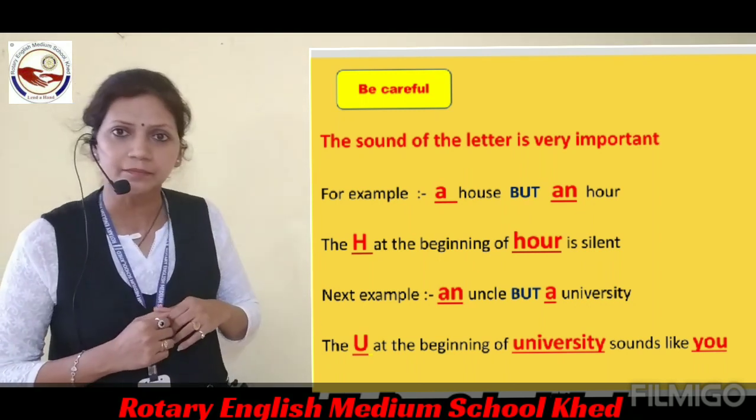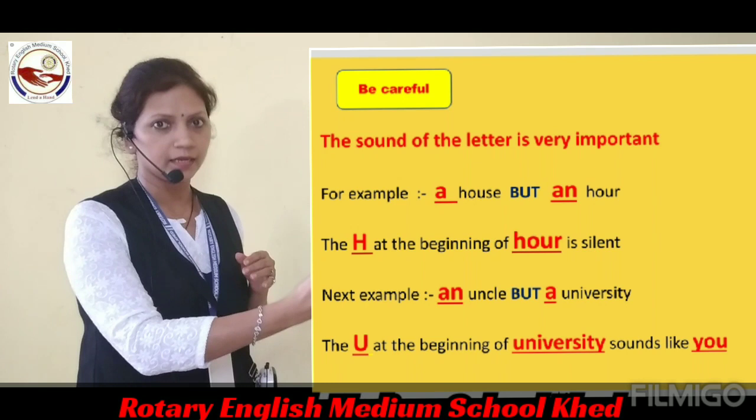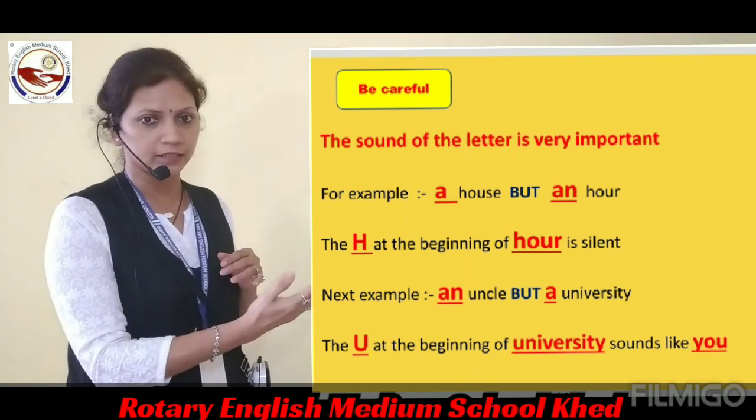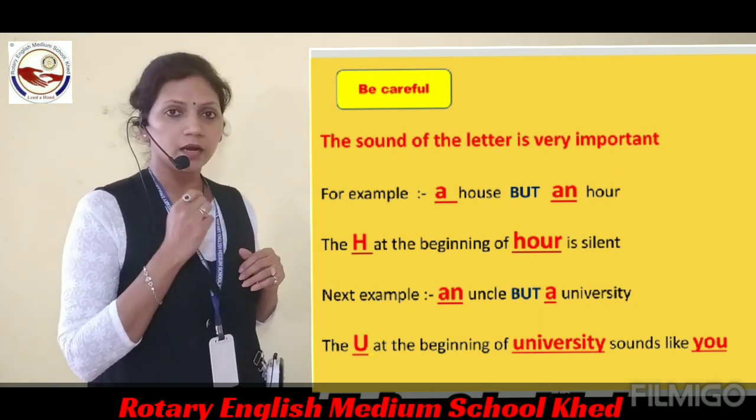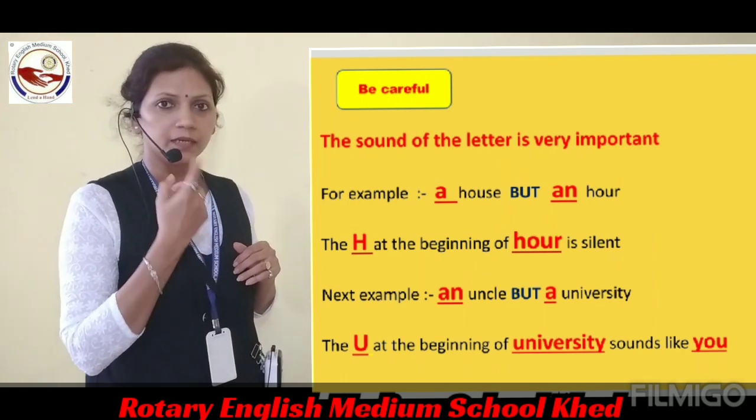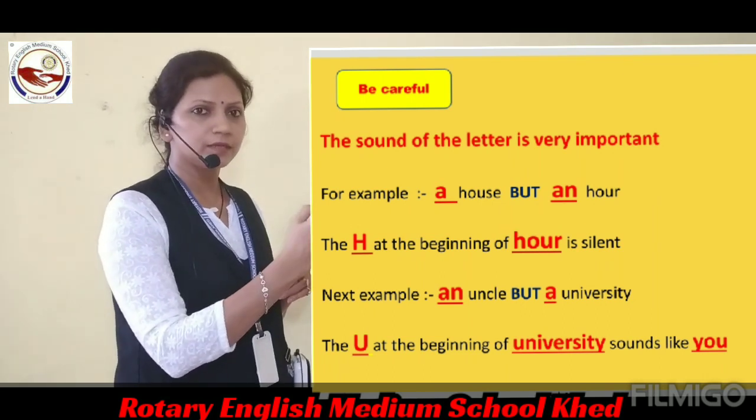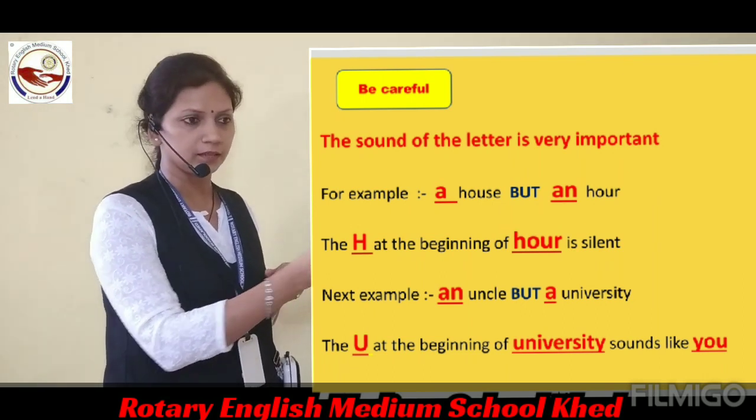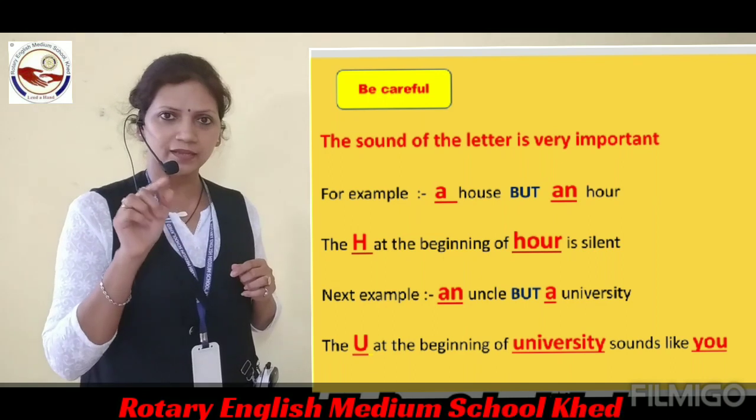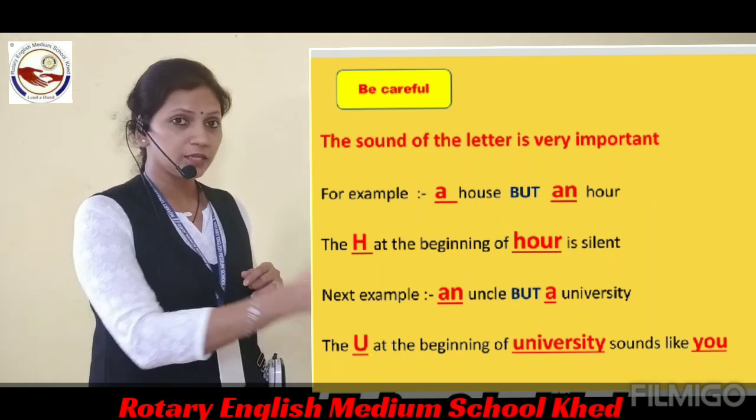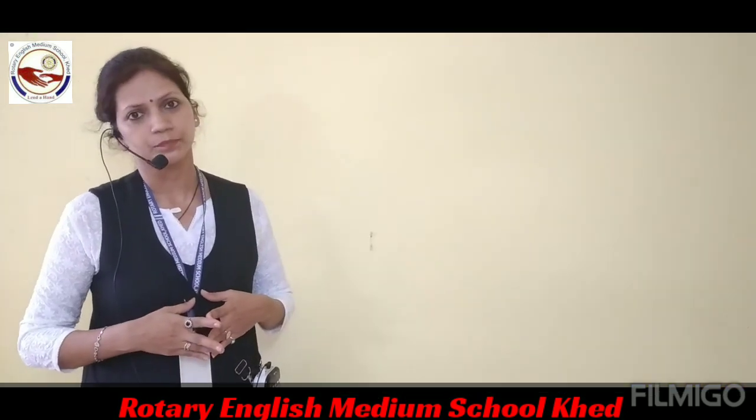So let's see the next example. An uncle and a university. Same here, I pronounce an uncle. Uncle starts with U pronounced like uh, so I use an. But for university, I say a university. The U is pronounced like YOU, so I use a university here. I hope you understood. Thank you.